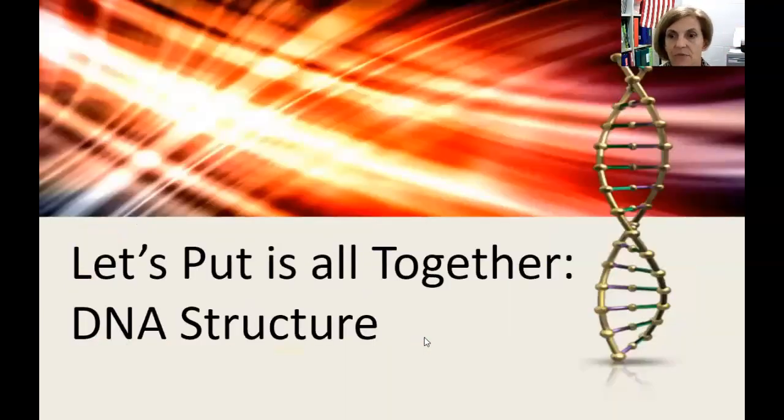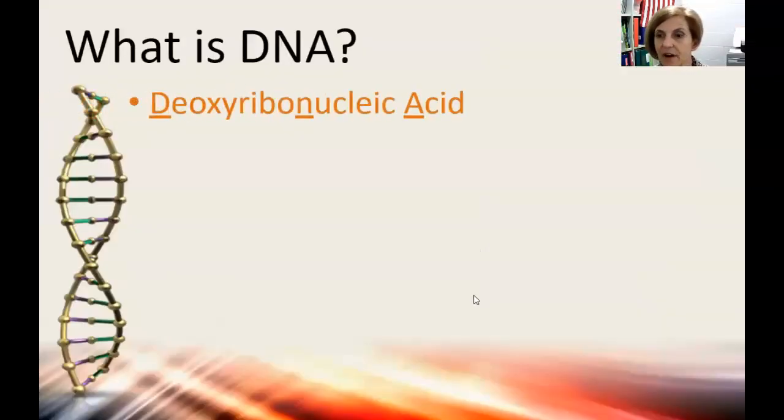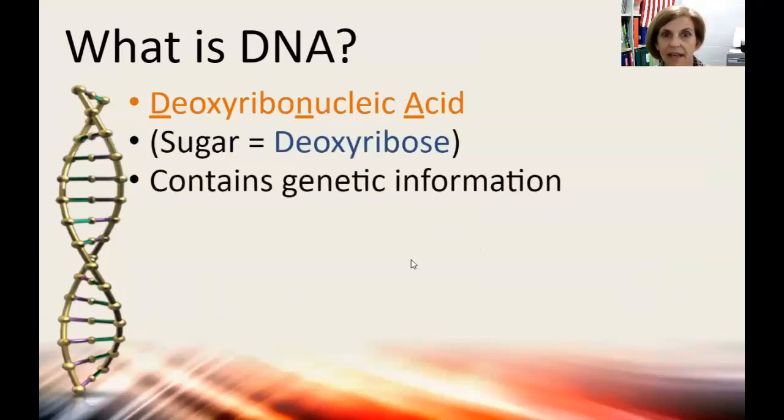Okay. So now we know all of the chemical components. We want to be able to put together our model of DNA. We need to know what DNA stands for, deoxyribonucleic acid. So the D, N, and A. We're going to have something represent deoxyribose.